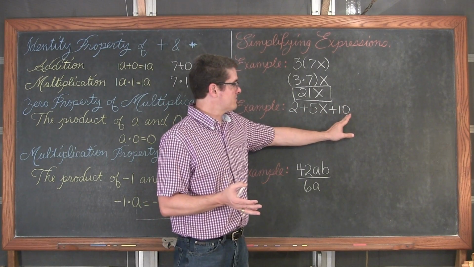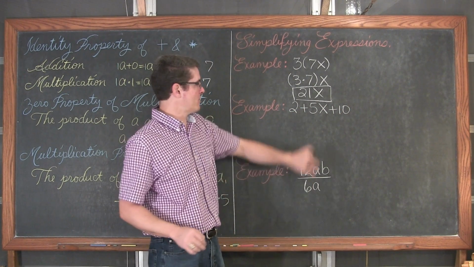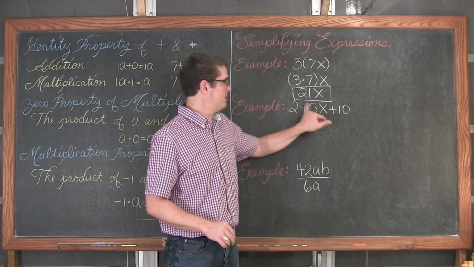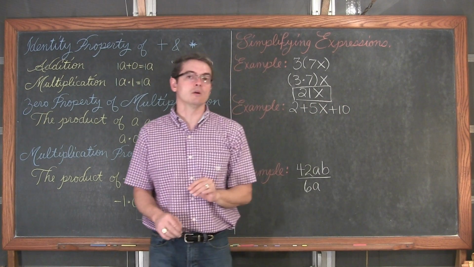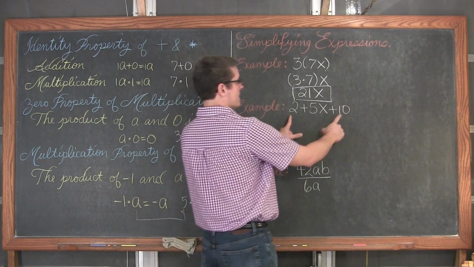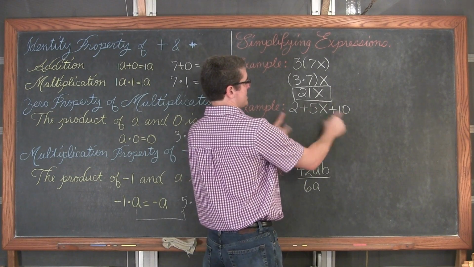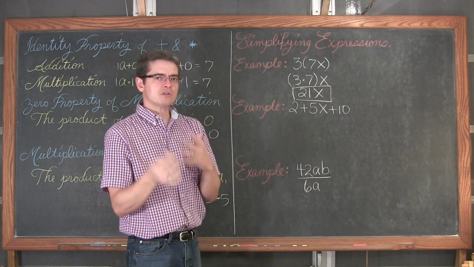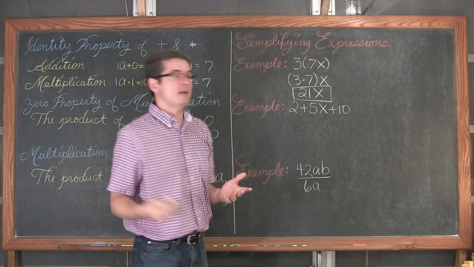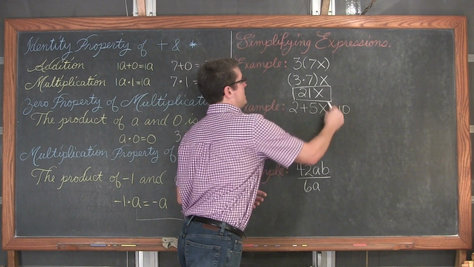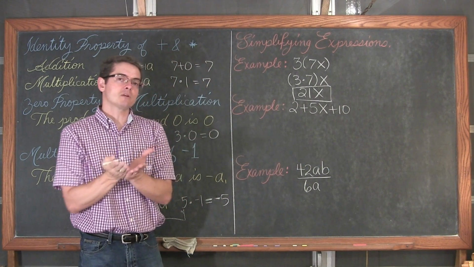And then we have another term, and by the way, terms are separated by addition and subtraction, so we have 1, 2, 3 terms here. And the terms that can be added together, the like terms, are 2 and 10. Now, eventually, and maybe even your teacher's doing it right now, they're just circling the 2 and the 10 to show you what like terms can be added together.